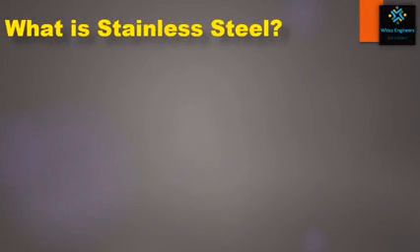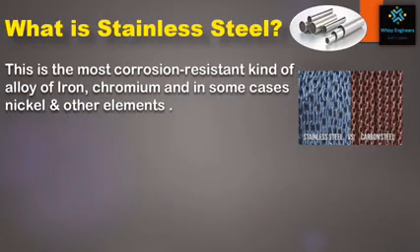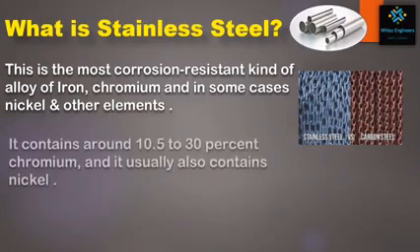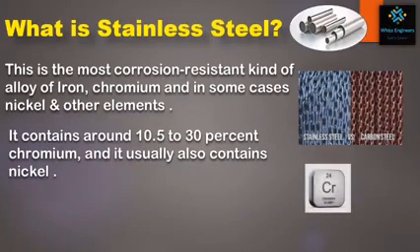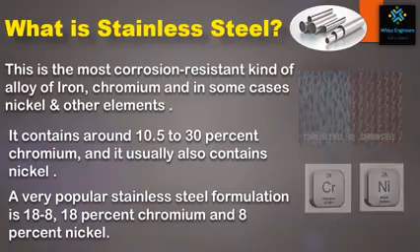So today we are going to learn about stainless steel. So first, what is stainless steel? This is the most corrosion resistant kind of alloy of iron and chromium, and in some cases nickel and other elements are also added. It contains around 10.5 to 30% of chromium and usually also contains nickel. A very popular stainless steel formulation is 18-8, where 18% is chromium and 8% is nickel.